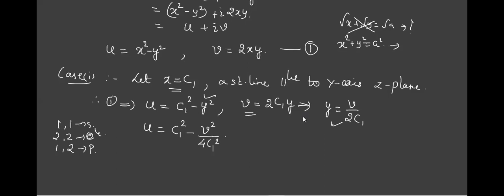Only thing we need to do is rearrange. For that, we'll take the LCM here. What is the LCM? 4c1 square. So u equal to, this 4c1 square is the LCM. After taking the LCM, I'll send it over here, so it comes in the LHS part. So here you should multiply by 4c1 square and here you have to multiply by 1. What will you get? 4c1 square into c1 square, 4c1 raised to 4, minus v square.